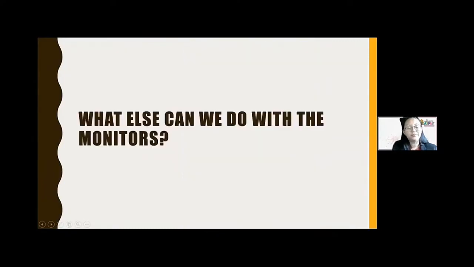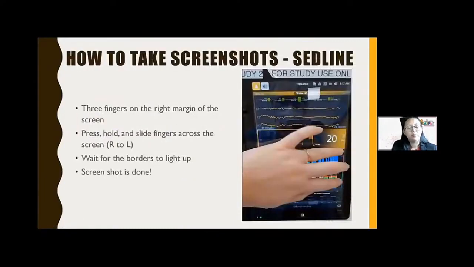So what else can we do with these monitors? We can take screenshots, and this will be useful for us to review the case after the case is over. To do so, you press 3 fingers on the right margin of the screen. Press and hold and slide the fingers across the screen from right to left. You wait for the borders to light up and the screenshot is done. This is a video showing how this is done.